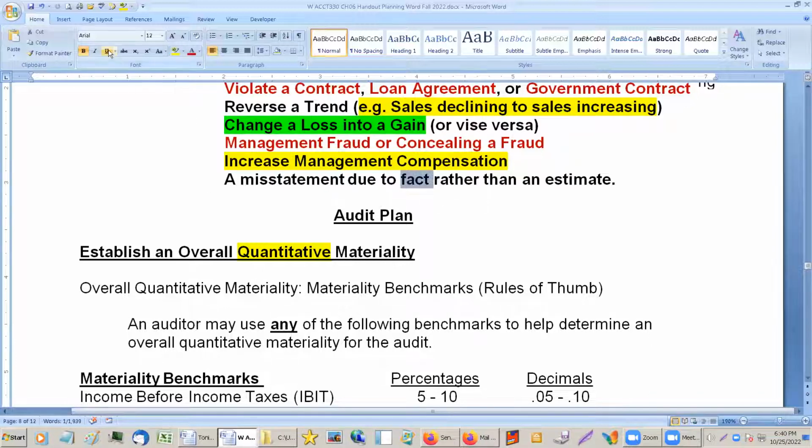And a misstatement due to fact rather than an estimate. And what they mean by that is that we don't have a crystal ball when we do accounting. So if we're, this scissors, okay, it's going to last for 5 years and we depreciate over 5 years. Actually, we didn't do that for scissors, but let's say it's a really nice scissors. So it's going to last for 5 years and we're going to depreciate over 5 years. Now, we don't have a crystal ball. We don't know exactly how long this is going to last. That's an estimate, right?